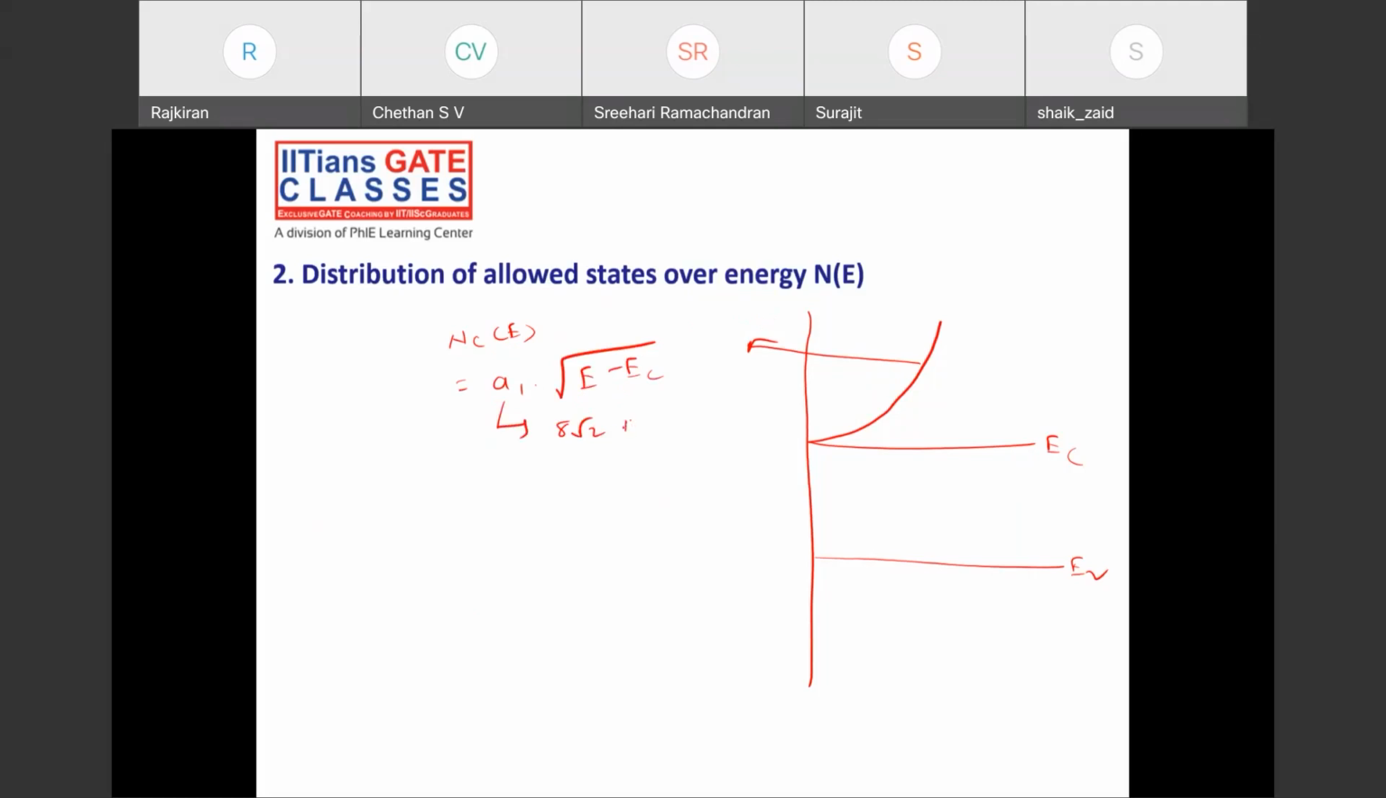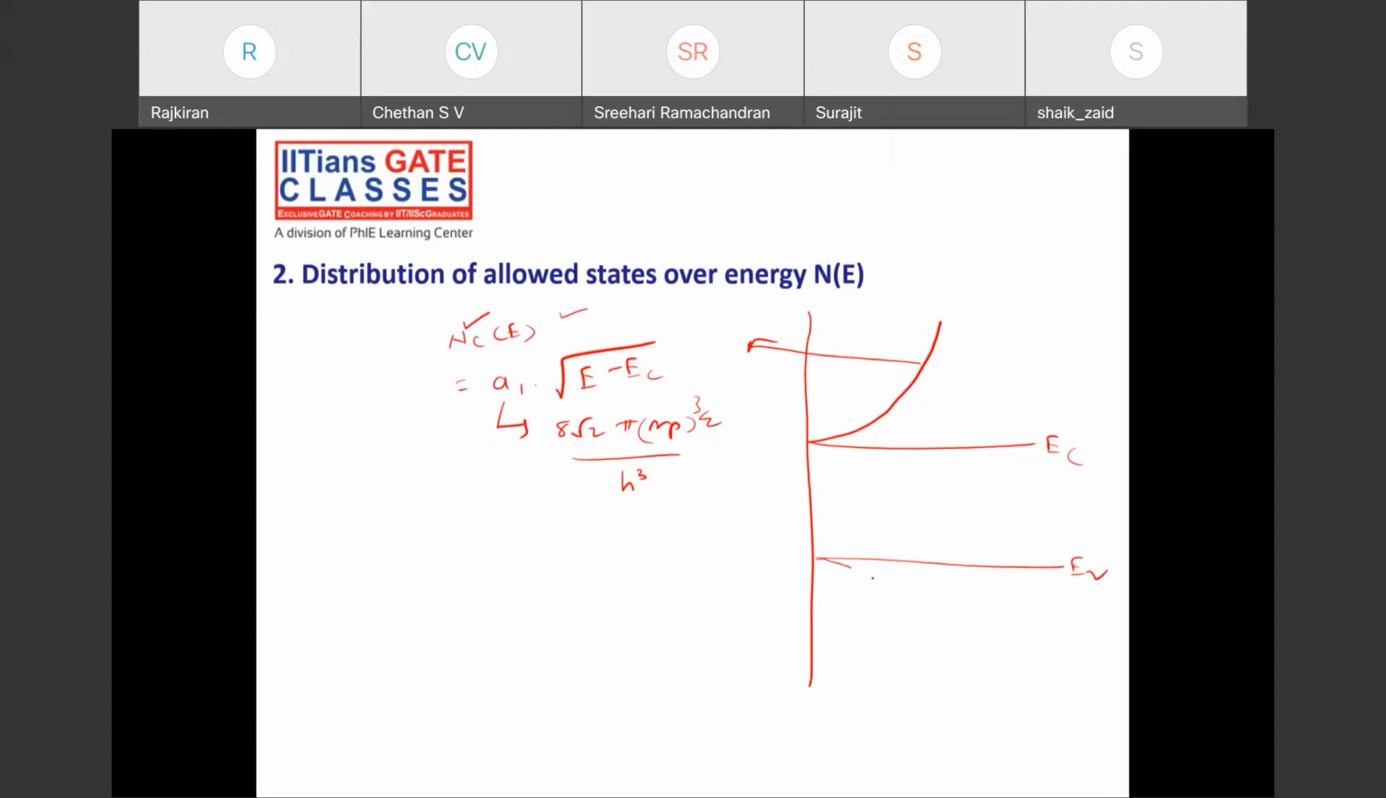I am writing down whatever I got, divided by h cubed. So if I want to approximate the distribution function, NC is nothing but the distribution of energy states in the conduction band. It will come as a parabola. This is the equation, right, guys?